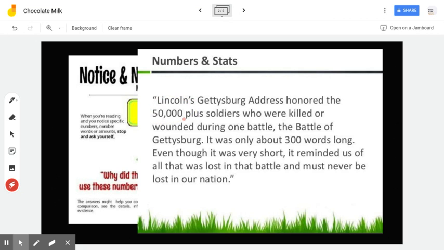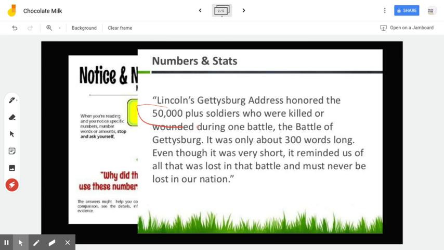Why do you think the author used that number? Maybe because it's a big number. That's a lot of people to have died in one day and in one battle. Let's keep reading. So wounded during one battle, the Battle of Gettysburg, it was only about 300 words long. Even though it was very short, it reminded us of all that was lost in that battle and must never be lost in our nation.